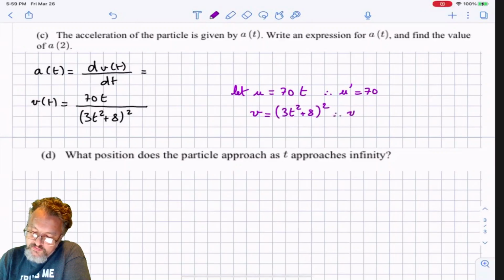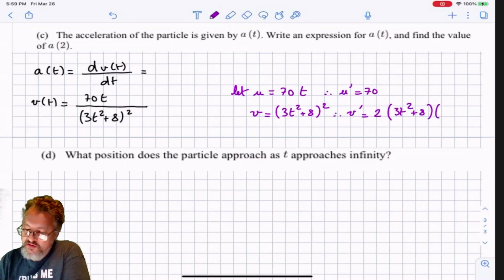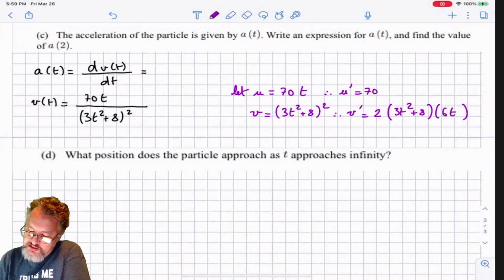squared. Therefore, v prime will be equal to 2 times 3t squared plus 8 times the derivative of the inside, which is the derivative of 3t squared since 8 is a number. Derivative of t squared is 2t times 3, 6t. Okay, so it's going to be 12t times 3t squared plus 8.